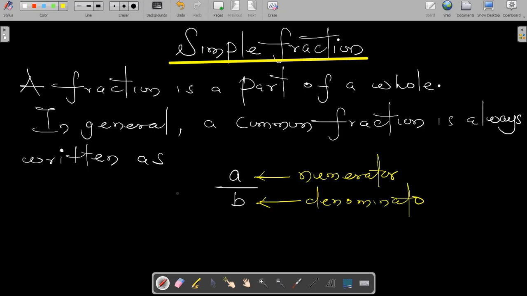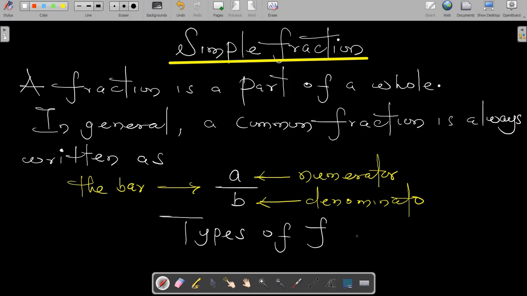Now there's a division line here. We call it the bar. We use the term bar for it. So let's discuss the types of fractions that we have. Basically, we are going to discuss 4 different types of fraction.